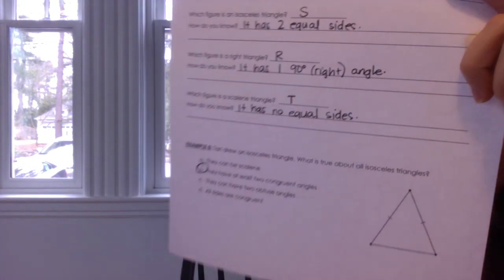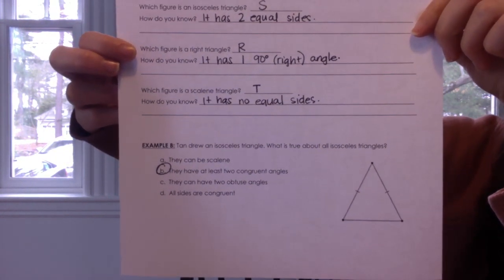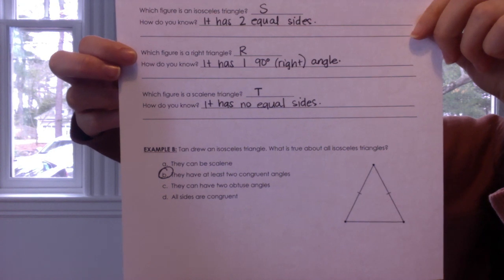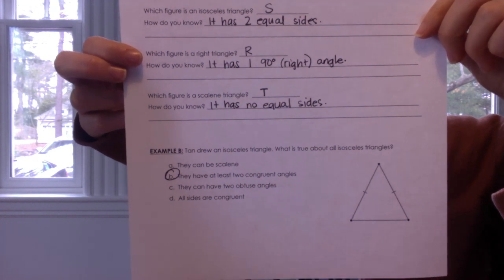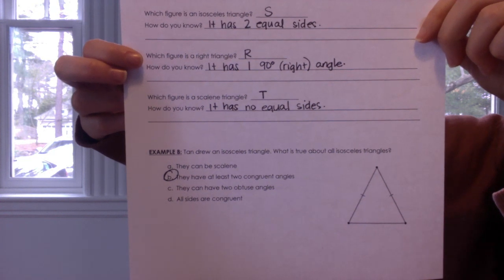Example B says, Tan drew an isosceles triangle. What is true about the isosceles triangle? So here's the picture of it. The only one that's true for this is B. They have at least two congruent sides.